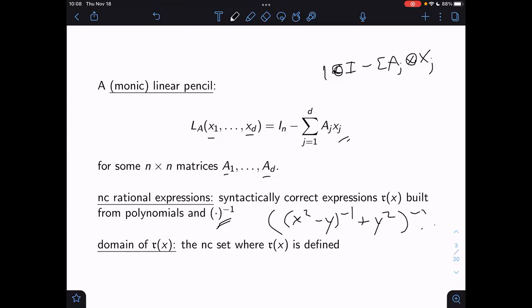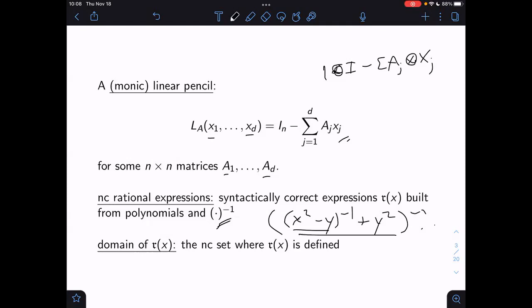The domain is simply the set where it's defined. In this case, for this expression to be defined, I would need x squared minus y to be invertible, and then I would also need the expression that appears inside the other inverse to be invertible. So it's just the collection of all the points where all the inverses you're required to take exist. So that's a rational expression, and it's got some domain. Conceivably it could be empty, if you did things wrong. Zero inverse is a syntactically correct rational expression, because I started with a polynomial and threw in an inverse, but of course this has empty domain, but that's okay. So that's what an NC rational function is, more or less.